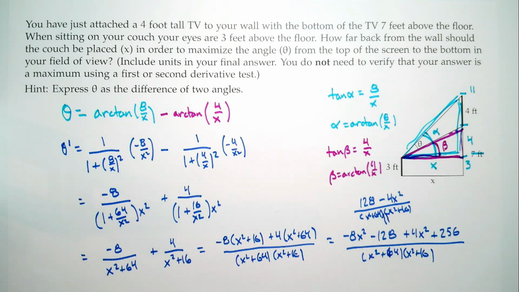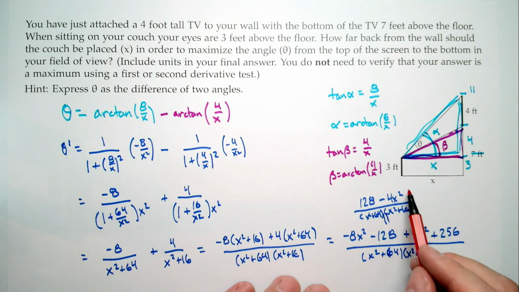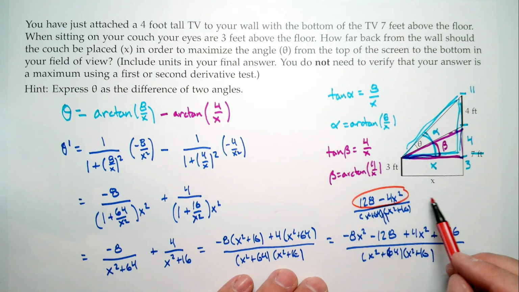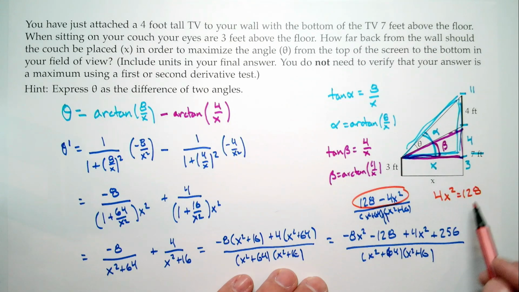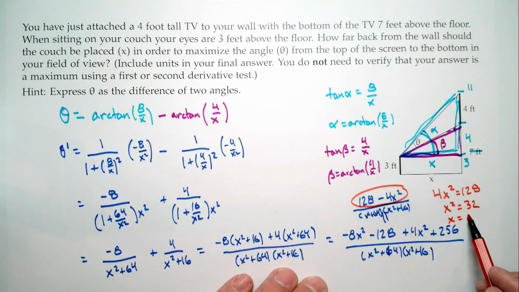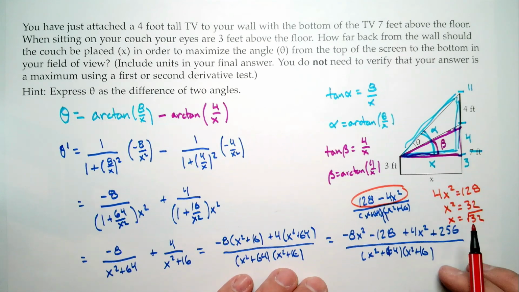So if we're looking for a critical point, where do we look? Well, we look for where it equals 0, and that's where the numerator equals 0. Okay, so we need to set our numerator equal to 0. So we're going to focus our energy here. So we're going to get a critical point when 4x squared equals 128. Well, divide by 4, x squared equals 32, which means x equals the square root of 32.